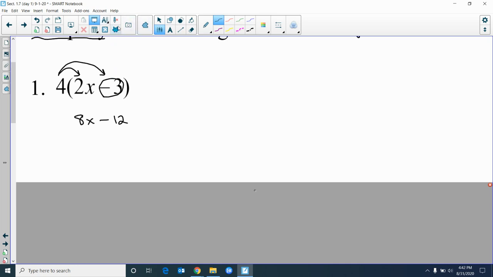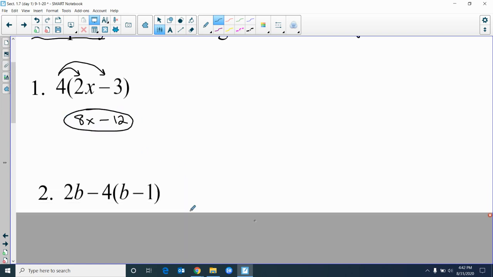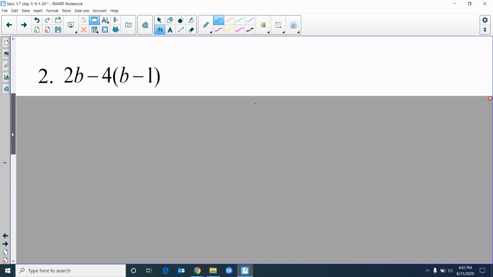So 4 times negative 3, I'm just going to erase that for a second. 4 times negative 3 is minus 12. This sign is not always going to be the same. It depends upon the signs of the numbers you're multiplying together. Now, you're supposed to combine like terms. There are no like terms because you have one with an x and one constant. That is your answer.